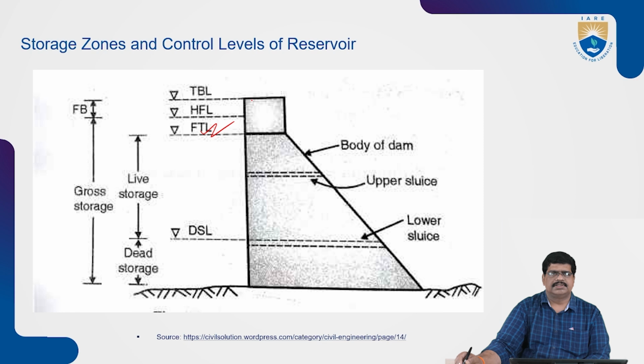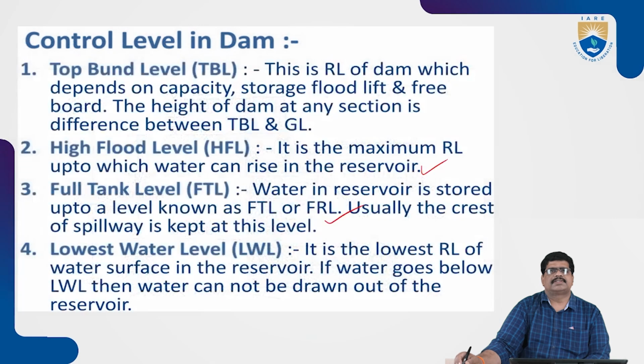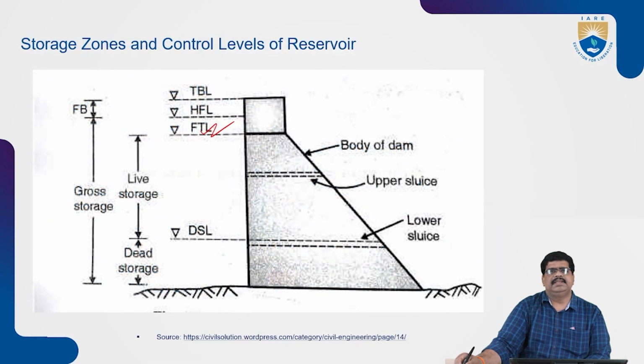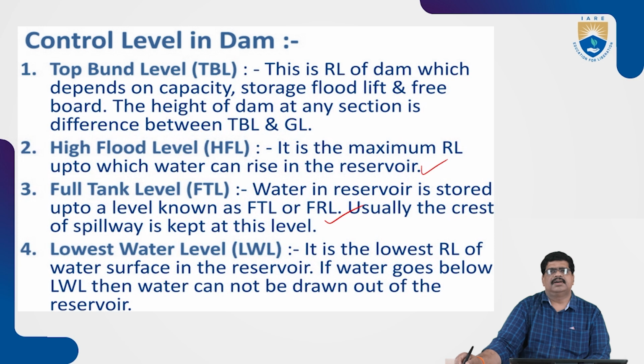What we discussed now. So next, lowest water level, LWL. Lowest water level is the minimum level up to which water can be stored. We can also call it dead storage. It is also the lowest RL of the water level of the reservoir. If it goes below the low water level, then the water cannot be drawn from the reservoir.